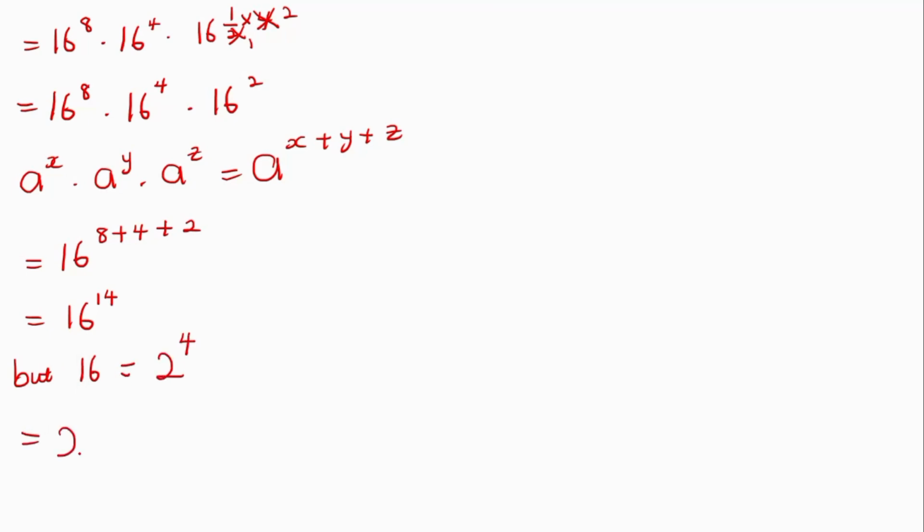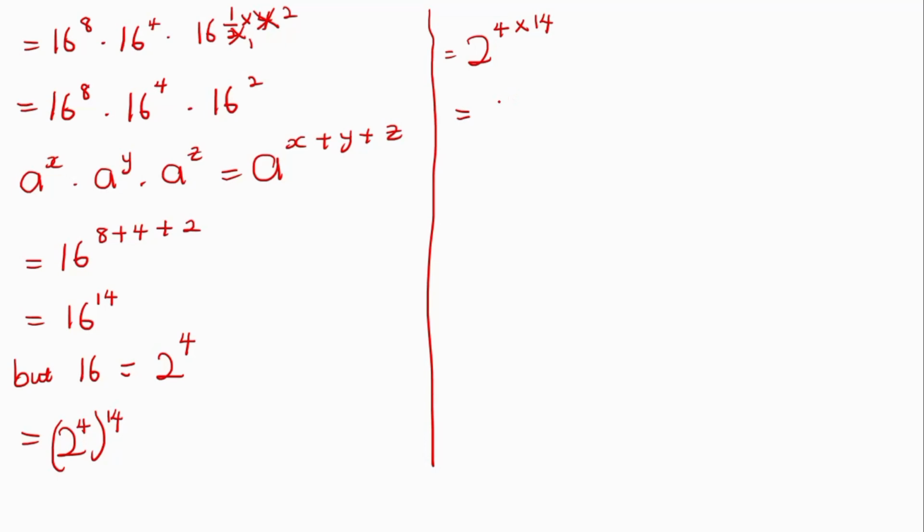So this becomes 2 raised to the power of 4 into 14, and this implies that 2 raised to the power of 4 times 14 is equal to 2 raised to the power of 56, and this becomes our answer. So guys, let's solve for method 2.